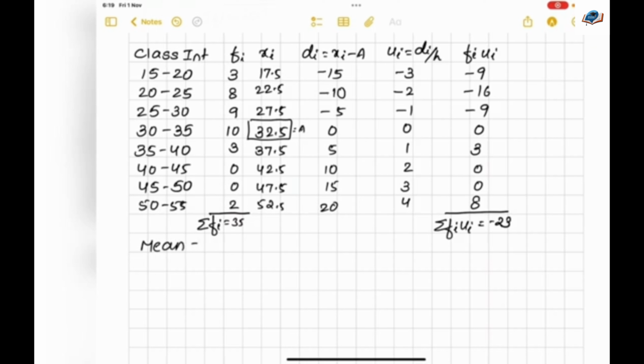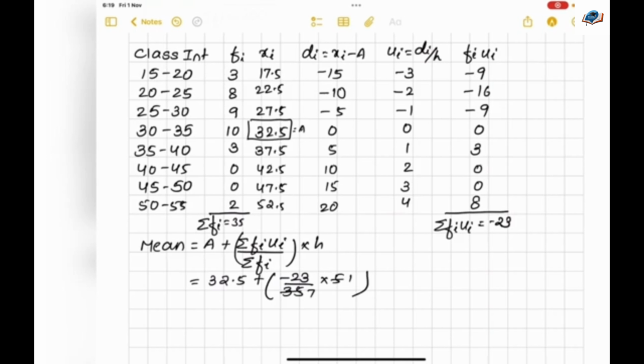So mean equal to A plus sigma fiui upon sigma fi into H. So that is 32.5 plus minus 23 upon 35 into 5. So I have cut that both. So 32.5 minus 23 upon 7. So that will be 32.5. If I divide, it is coming 3.29. So mean came as 29.21.